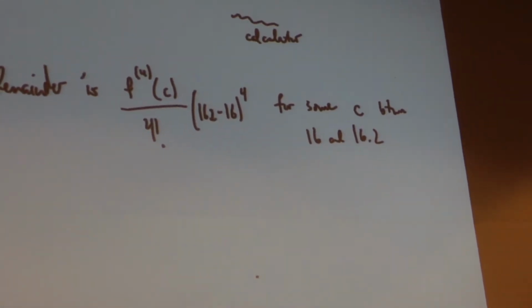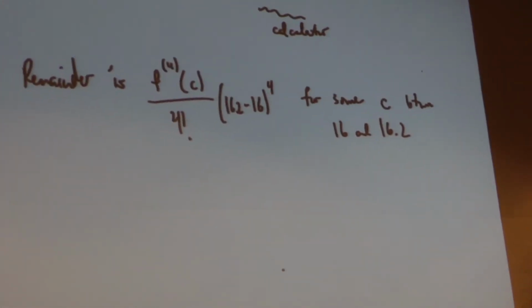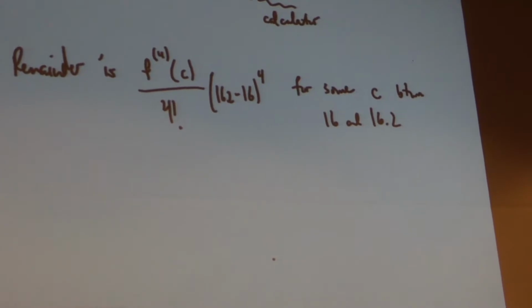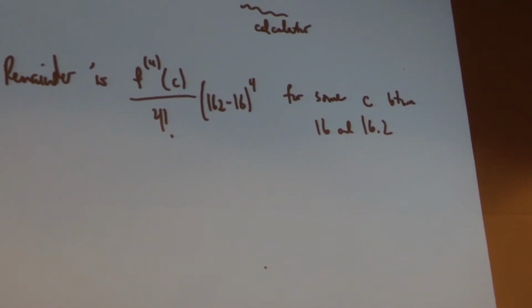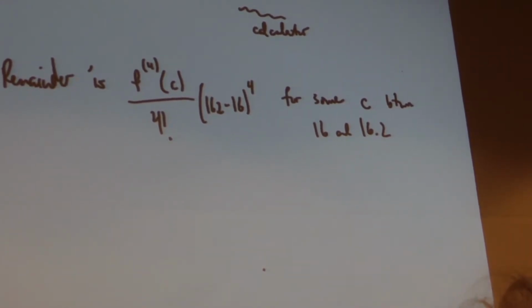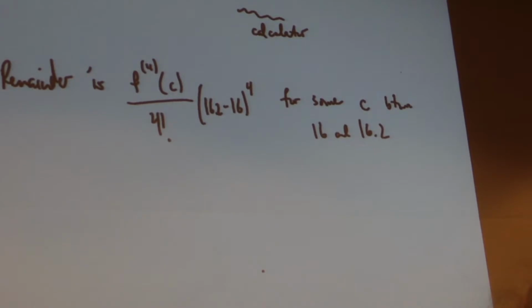Are we going to be given that equation or do we need to know it? You need to know this. This is Taylor's theorem. Isn't that just pretty much the next term? And it's not hard to remember. It's just the next term in the Taylor series. All right, so the remainder is this for some value of c.